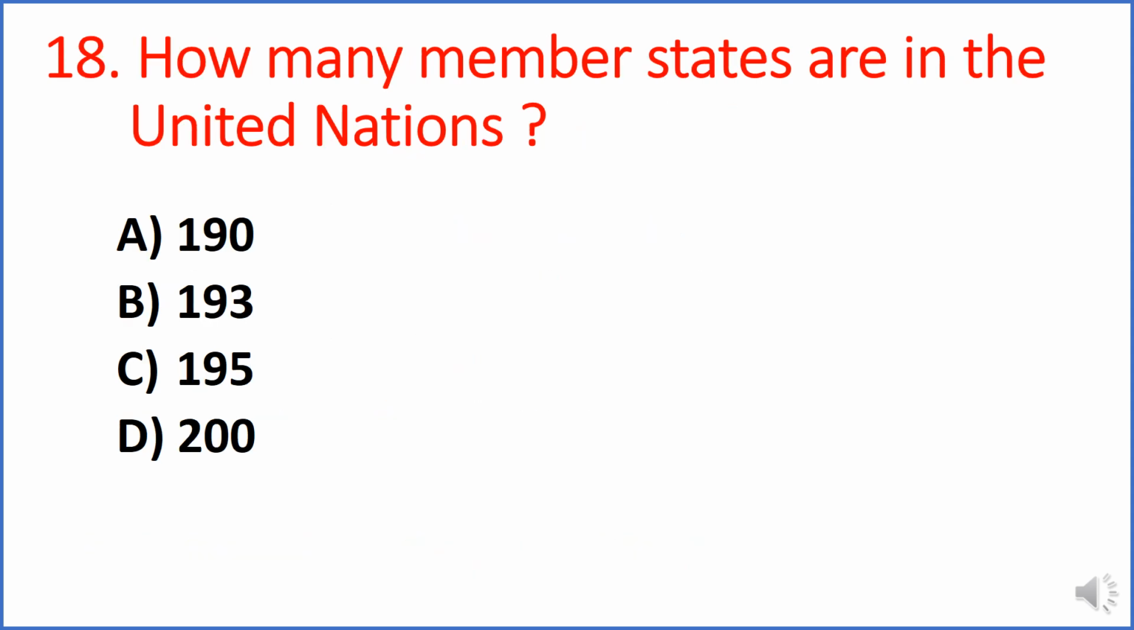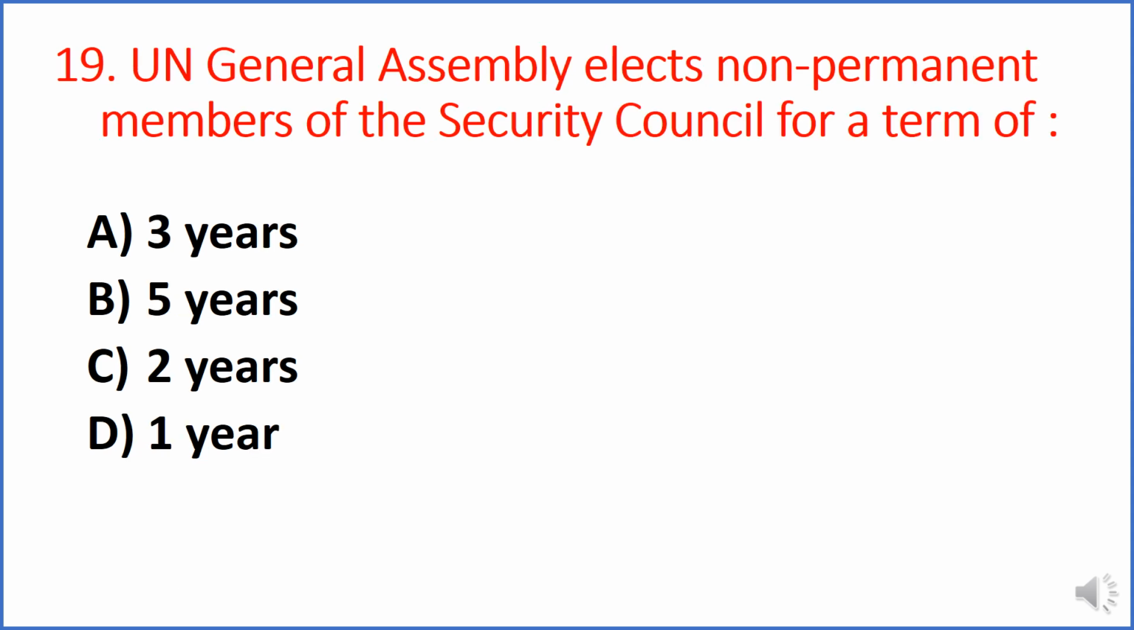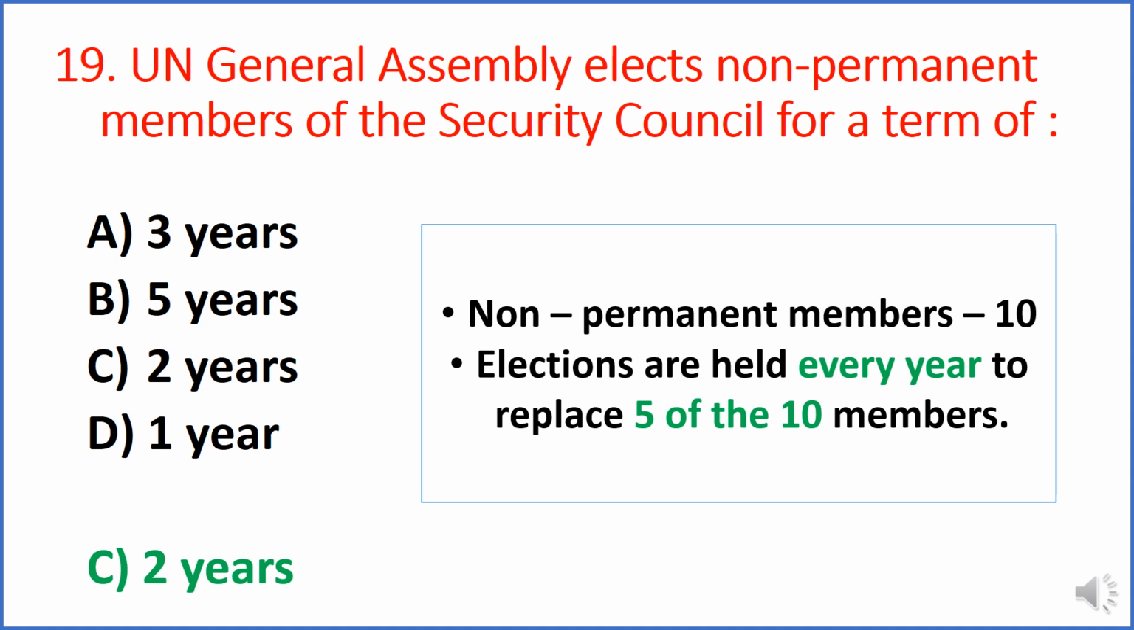How many member states are in the United Nations? Correct answer is 193. UN General Assembly elects non-permanent members of the Security Council for a term of. Correct answer is 2 years. Non-permanent members of the Security Council are 10 and their elections are held every year to replace 5 of the 10 members.